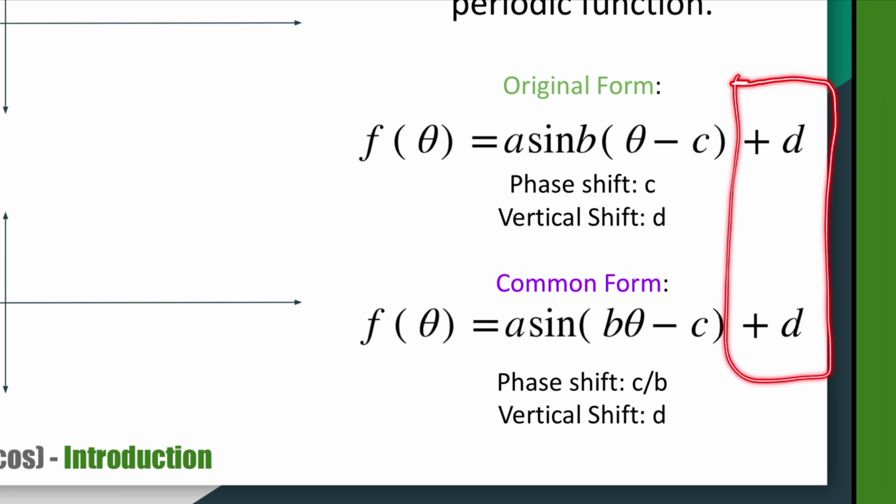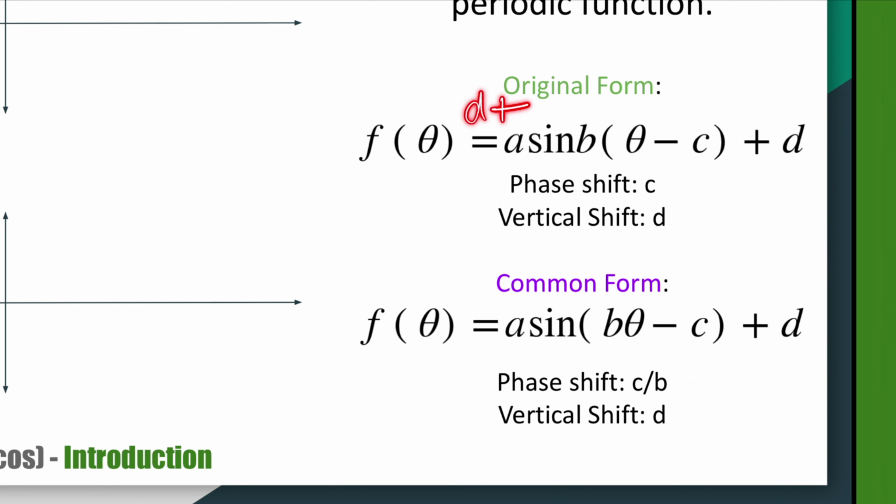Now we're going to. If you add a number to the outside or subtract a number from the outside, you will shift it up or down. The weird thing is sometimes you might see it in front, so you might see it as d plus here. Keep that in mind.